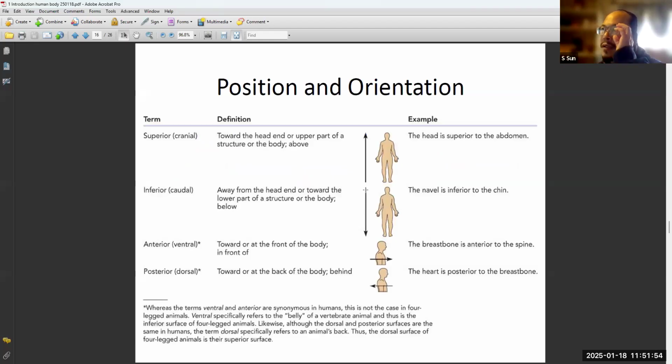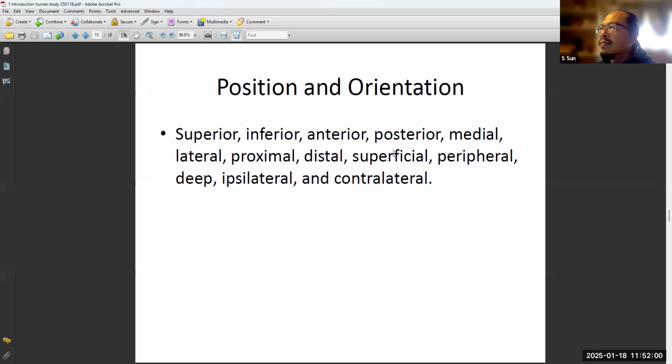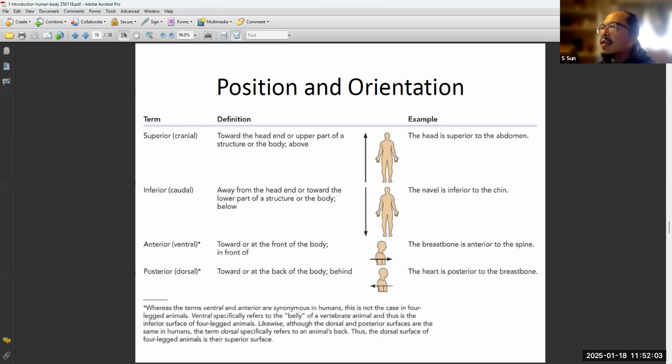So let's look at some pictures. Superior means top. Inferior means lower. We sometimes also call it cranial. Caudal means tail. Anterior, front. Posterior, back. So moving to the anterior side, the anterior portion of the brain, or the anterior portion of the heart, the posterior portion of the heart. So that's that.